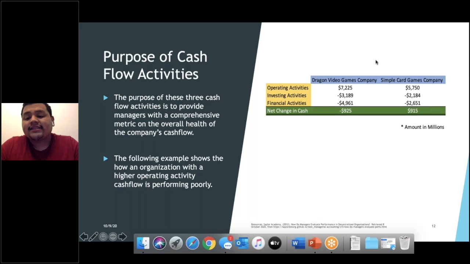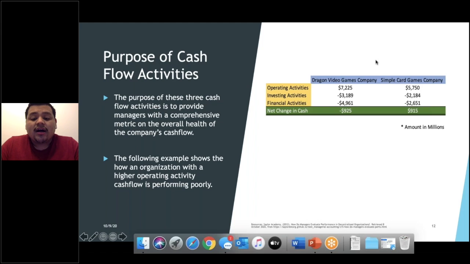So if we take a look at Simple Card Games Company, we have $5,750 in operating activities. Our investment activities are $2,184, and financial activities are $2,651. The overall net change in cash for Simple Card Games Company is $915 on the positive side. This is important because we can see that Simple Card Games Company was profitable for this term. It means that more cash came in and they had more activities, right? They have more options to perhaps make better decisions for next period.